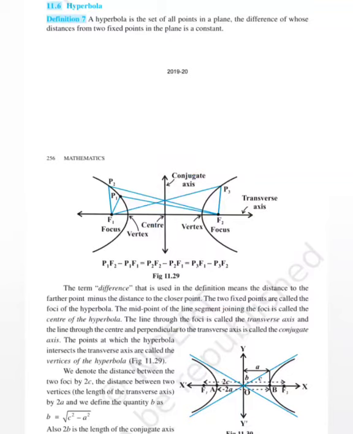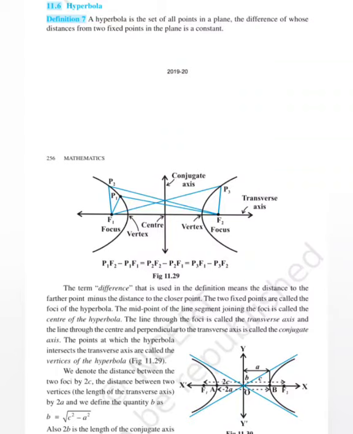Hyperbola is the set of all points in a plane, the difference of whose distances from two fixed points in the plane is a constant, or we can say it is the locus of a point which moves in such a way that the difference of distances from two fixed points is constant. The two fixed points are called the foci of the hyperbola. Here we have F1 and F2 as foci of the hyperbola.